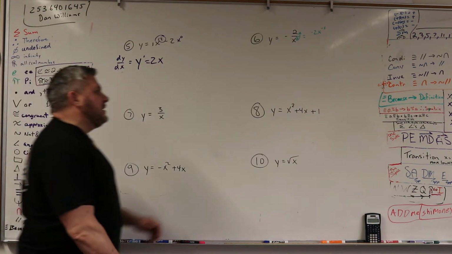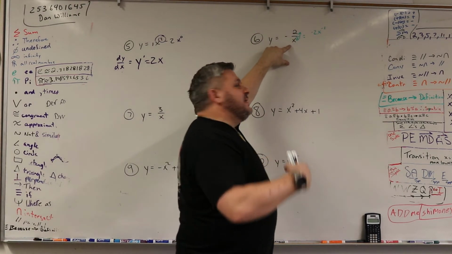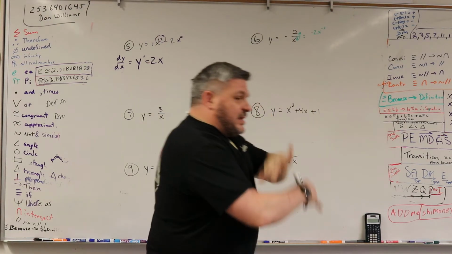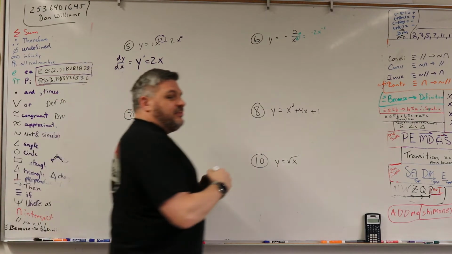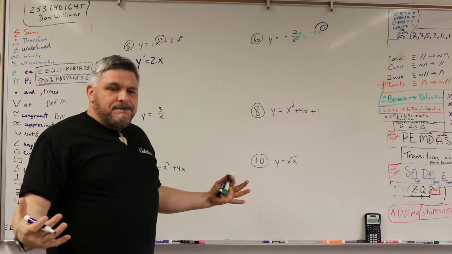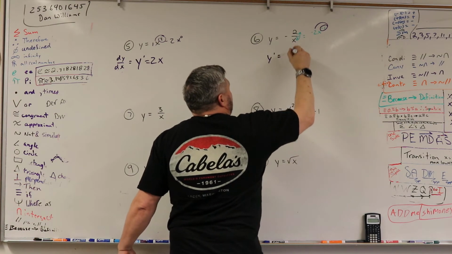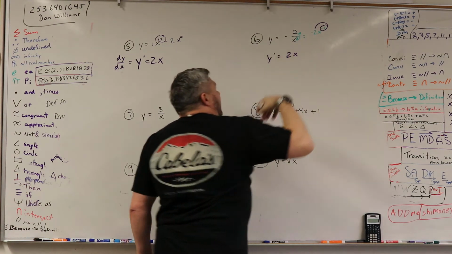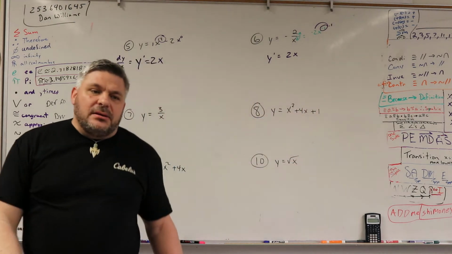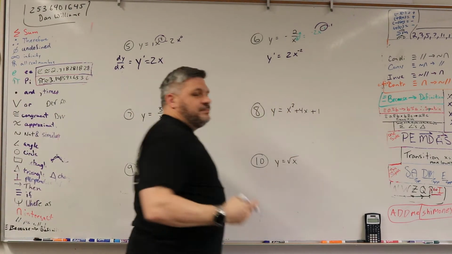Alright, so what we did for number 6 is we had negative 2 over x, right? And so we had to rewrite that as negative 2 times x to the negative 1, before we can even do the derivative. Because now when we do the derivative, negative 1 times negative 2 is what? 2, right? So y prime is equal to 2x, and if I take 1 away from negative 1, what do I get? Negative 2. So 2x to the negative 2.